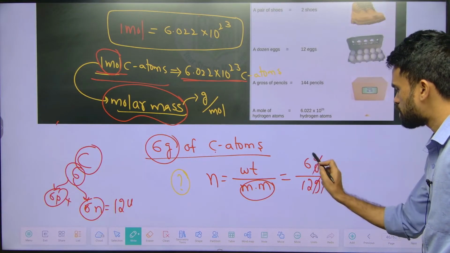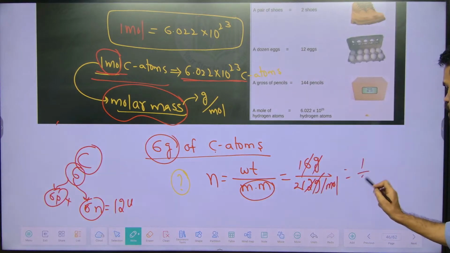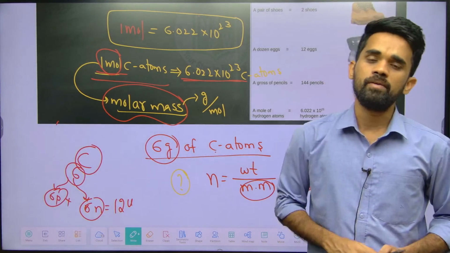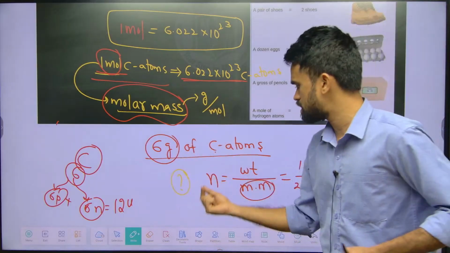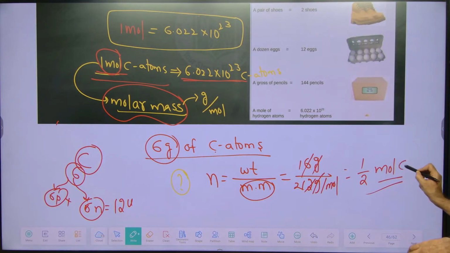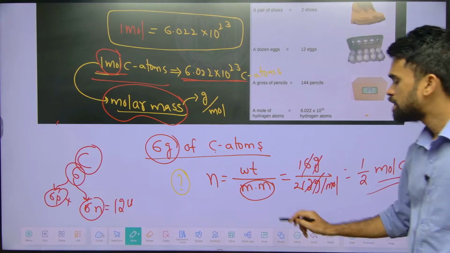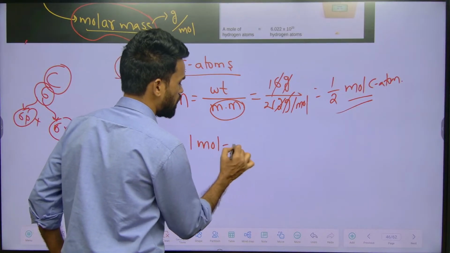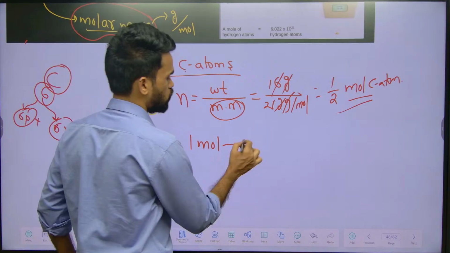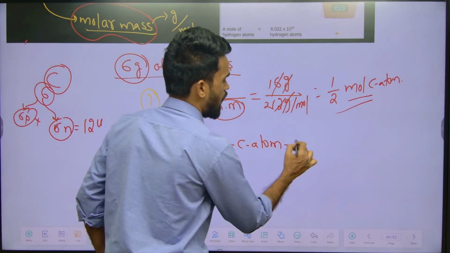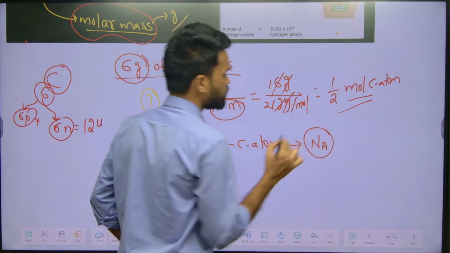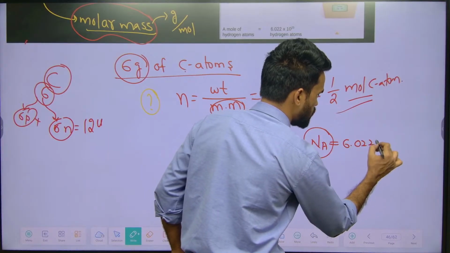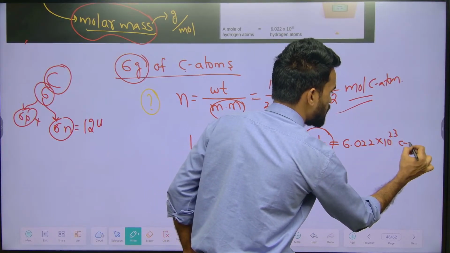Okay, so gram cancels, this is 1 by 2. So simply you will get half mole. How many moles is it? If I give you 6 grams, it means this is a half mole of carbon atoms. Remember, this is an experimentally found value that whenever you take 1 mole of any substance, for example here 1 mole of carbon atoms, it contains Avogadro number of particles. How many carbon atoms? NA means Avogadro number. So the exact value of this Avogadro number is 6.022 into 10 power 23 carbon atoms.